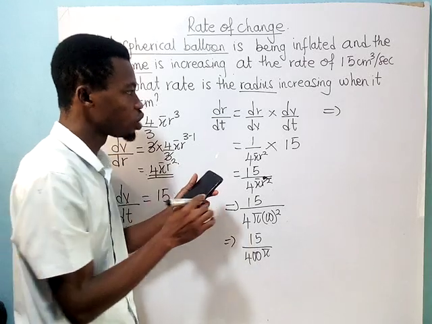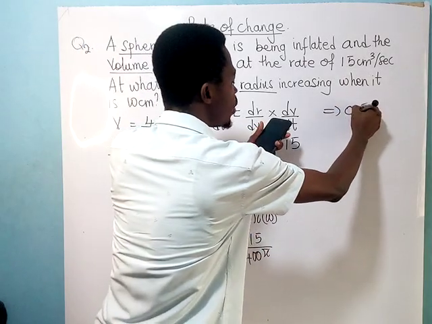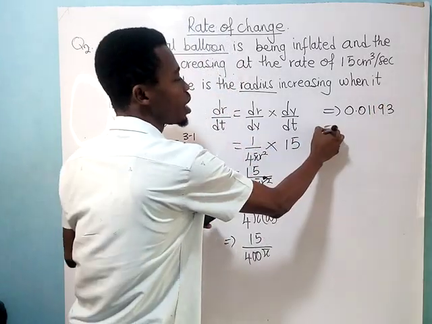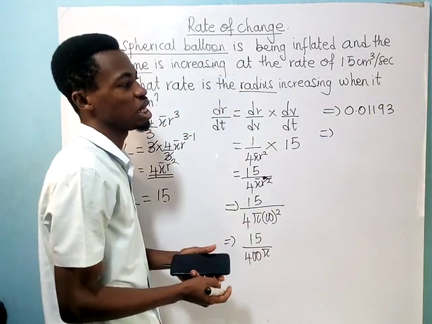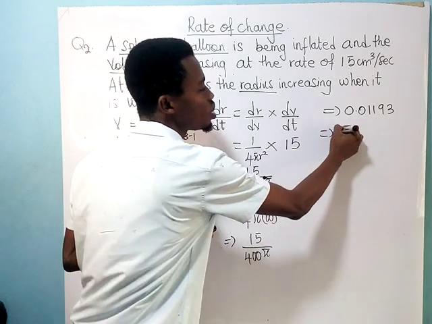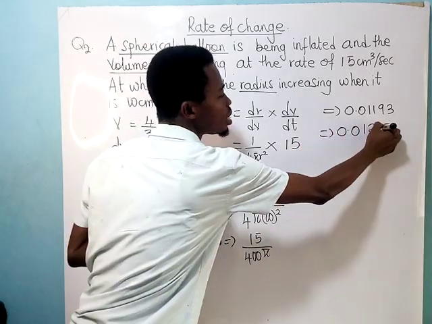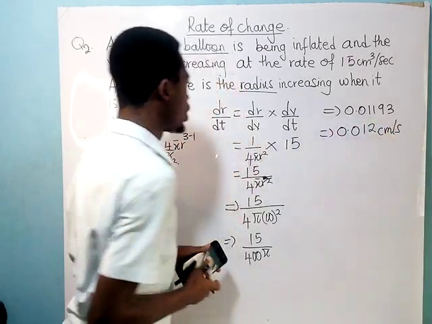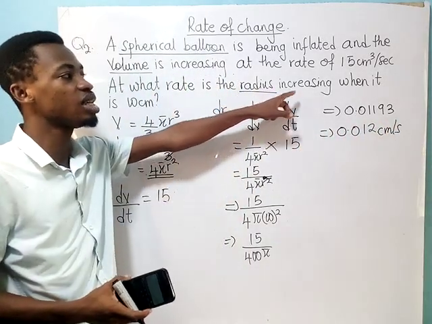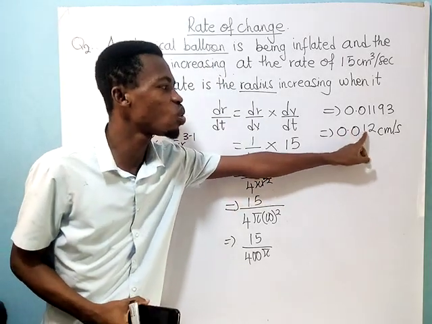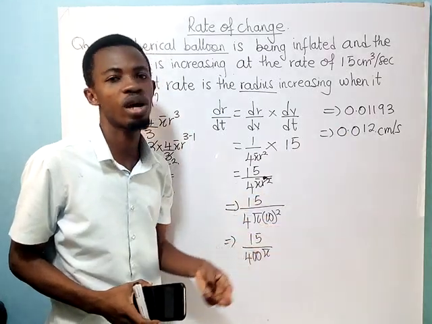So this is giving us 0.01193. Now we can leave it to, let's say, 3 decimal places, which will give us 0.012 centimeters per second. So the rate at which the radius increases when it is 10 centimeters is 0.012 centimeters per second.